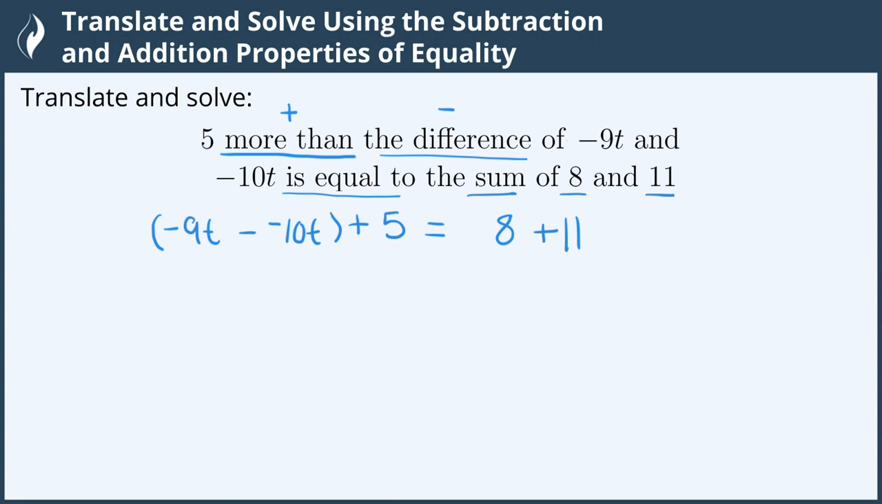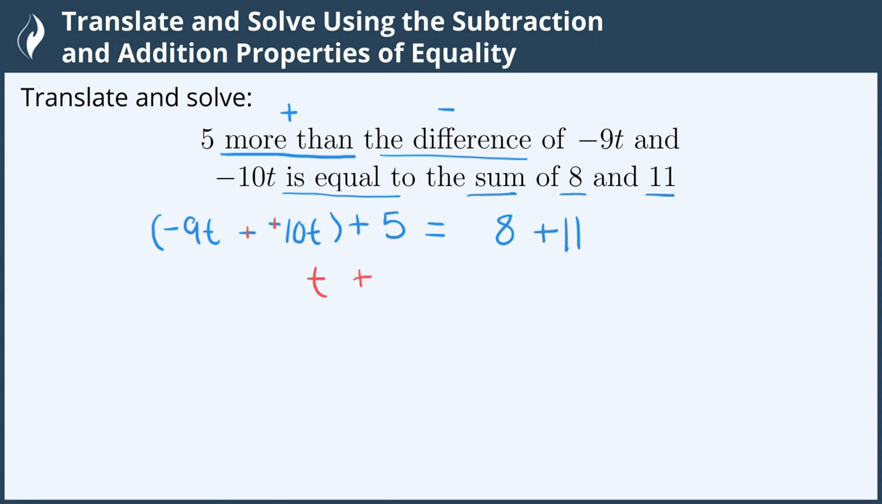We need to simplify first inside this set of parentheses here. I see that I'm subtracting a negative, which means that I have a negative times a negative, or you can say it's adding the opposite, whichever way. We end up with a plus 10t, and we can go ahead and simplify that. Negative 9t plus 10t leaves us with one positive t, so we can put a 1 in front of the t, or we can just put a t. If you want to put the 1 times t is t, which simplifies to just t.